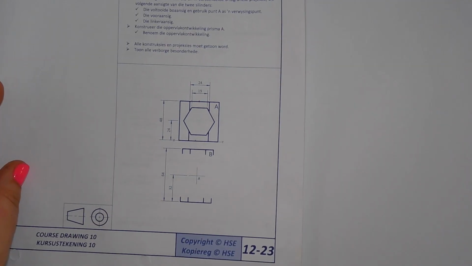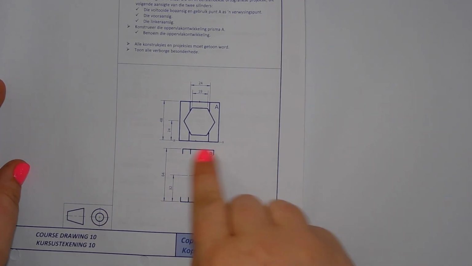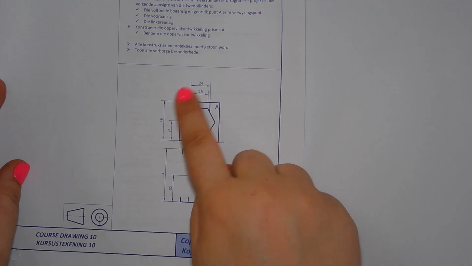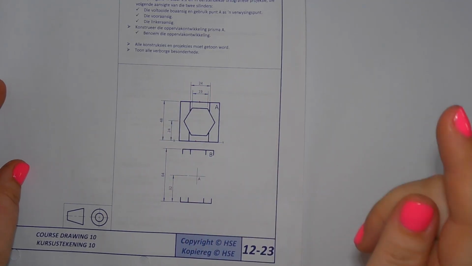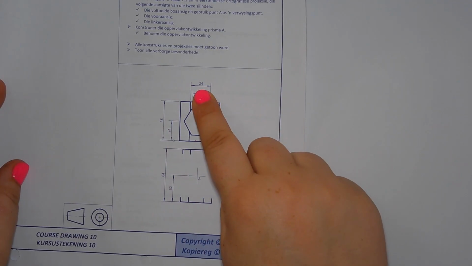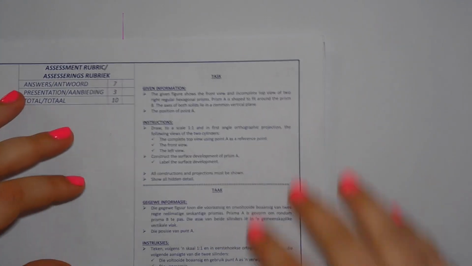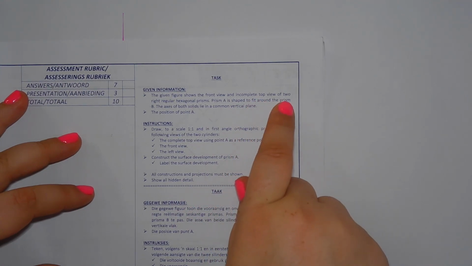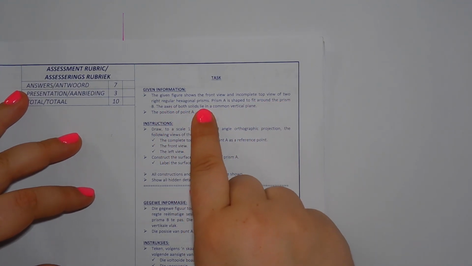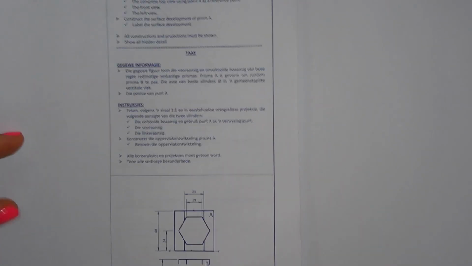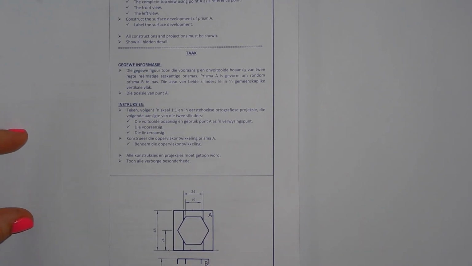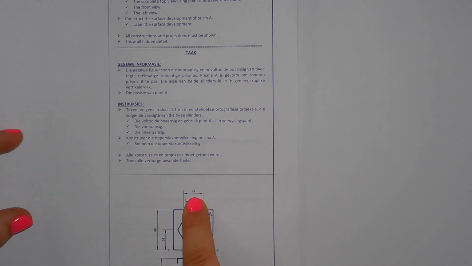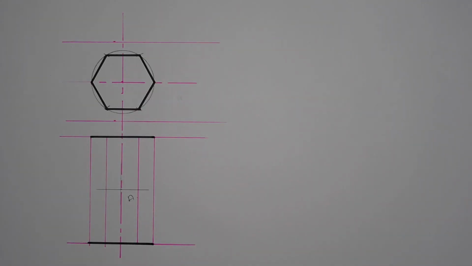Next, whatever I have here clearly influences my shape. The only other measurement that I haven't used yet is this 24. And if you read through the instructions, it says that it's an incomplete top view of two right regular hexagonal prisms. So I can then know that this will be a hexagon. And then this 24 is the length of one of the sides of the hexagon. So I'm going to put 24 on my compass to draw a hexagon over here.